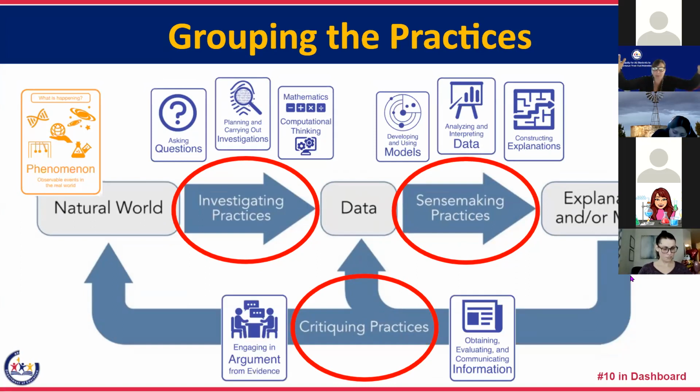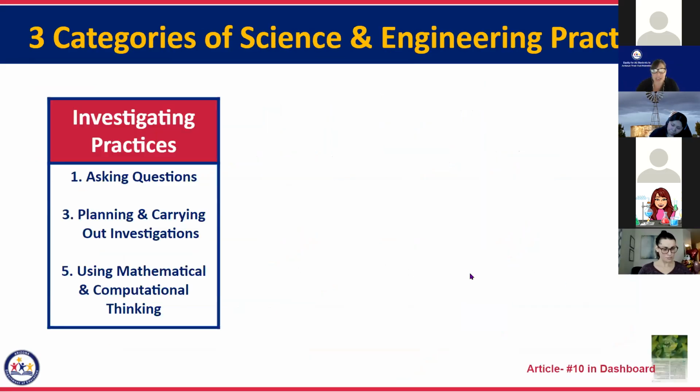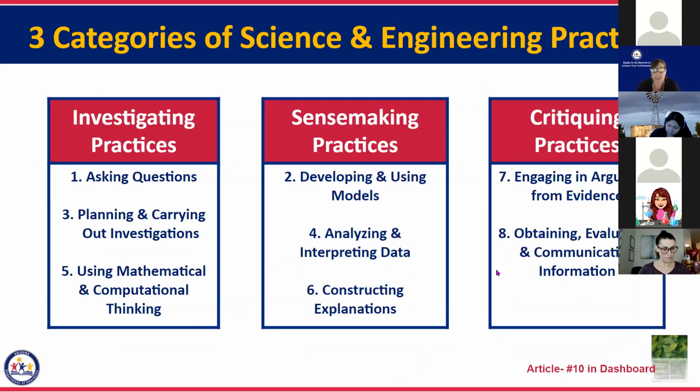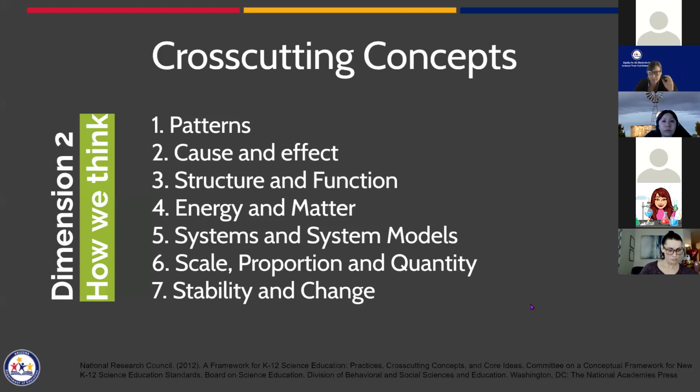we take our thinking public and we start to critique each other's work in a very collaborative way and give feedback to one another so we can revise our ideas. So these are what we call the three categories of science and engineering practices. And the way you build your lessons will have a sequence of sense making. And so that was the first dimension.